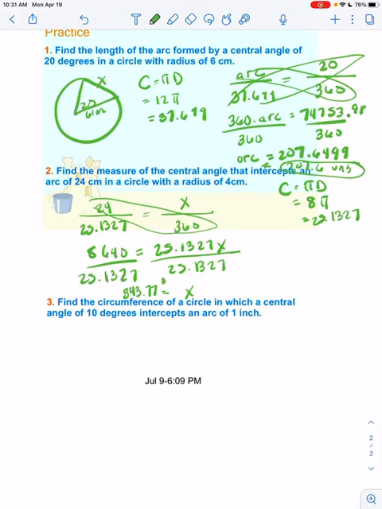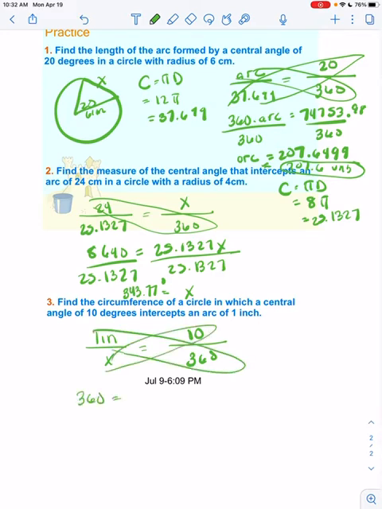Last one here. Again, try it before moving on to see if you got it right. So for this one, they want us to find the circumference. That is going to be our unknown. The central angle is 10. 360 always goes under the angle. And we know the arc is 1 inch. And again, we're solving for the circumference. Cross multiply. 360 equals 10x. I don't need a calculator for that one. We know x is equal to 36 inches.